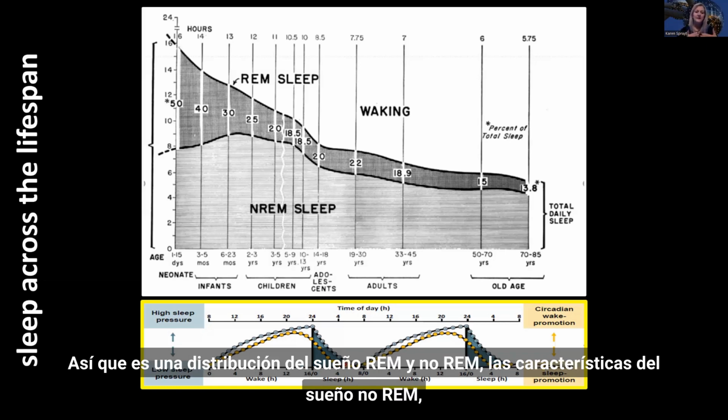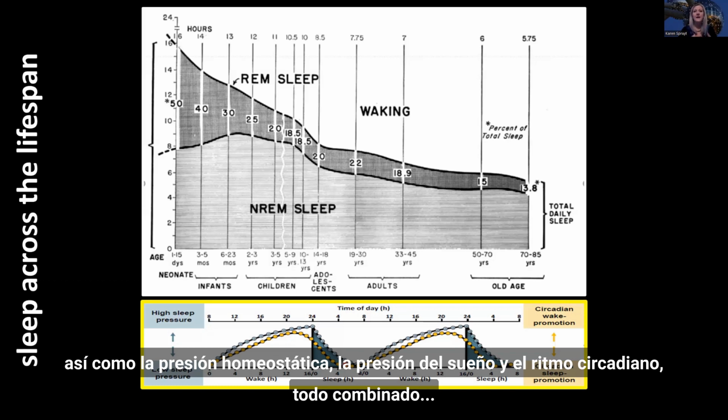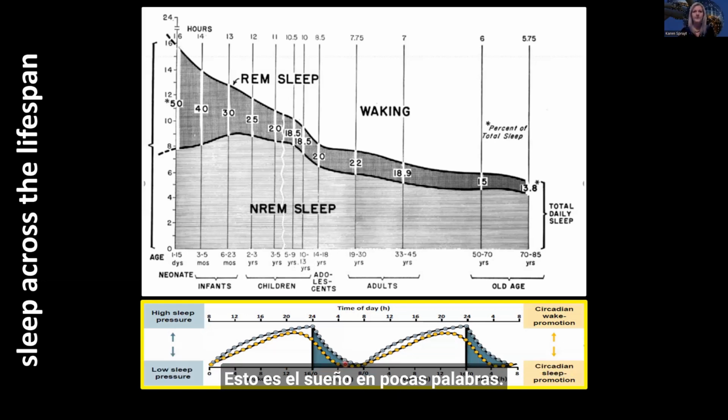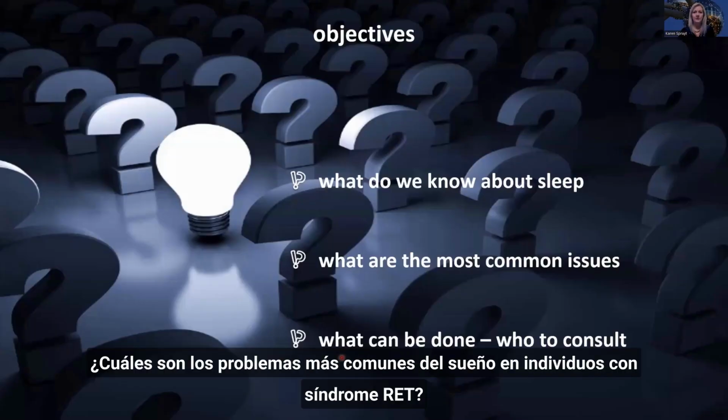So it is a distribution of the REM and the non-REM sleep, the characteristics of the non-REM sleep, as well as the homeostatic pressure, the sleep pressure, and the circadian rhythm, all combined as a cocktail, will make up our sleep, our quality, our duration, and our timing of our sleep. So that is sleep in a nutshell.